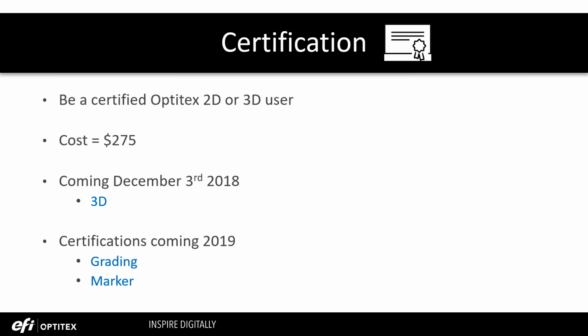Each certification is $275. Now, as we go through the webinar, we'll also talk a lot about subscriptions. It's important to note that the e-learning website itself is subscription-based, but the certification program is separate, right? It's an optional choice. You can decide if you'd like to be certified or not. It's not necessary. It's just a personal choice. We also have some other certifications coming in 2019, and that will be for grading and marker making.